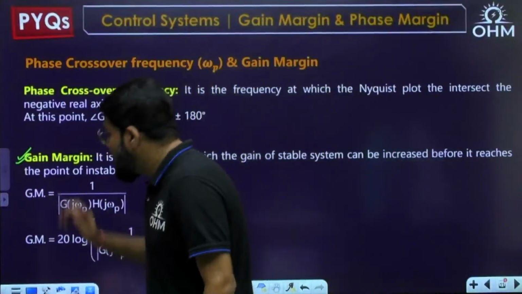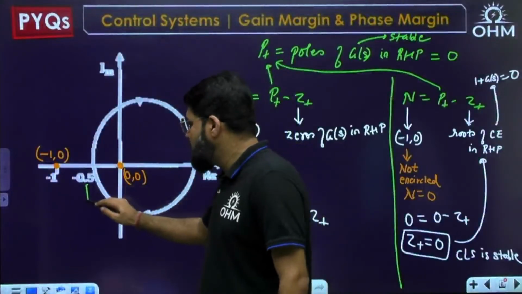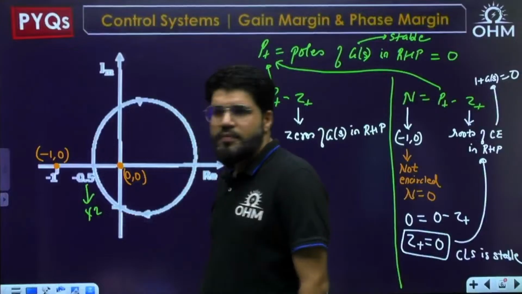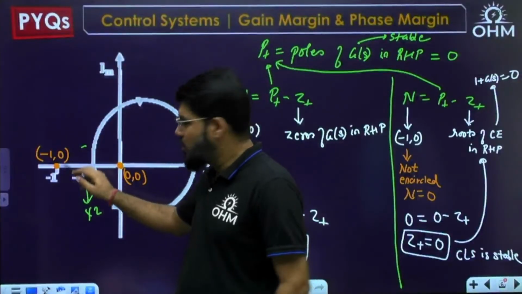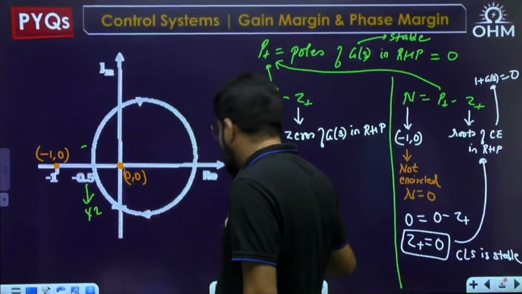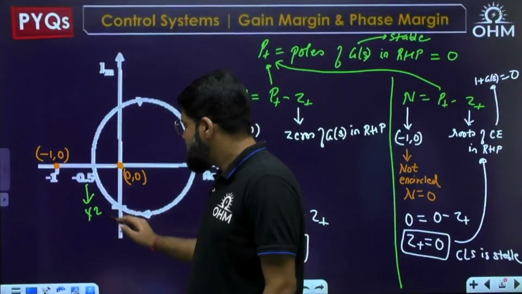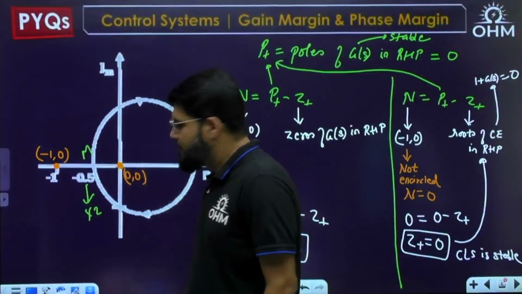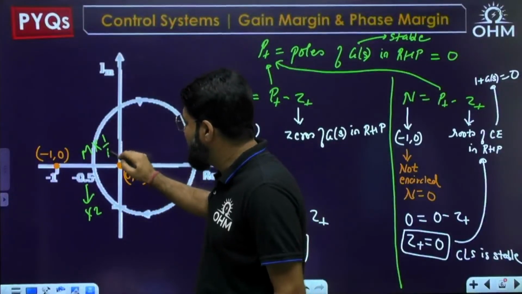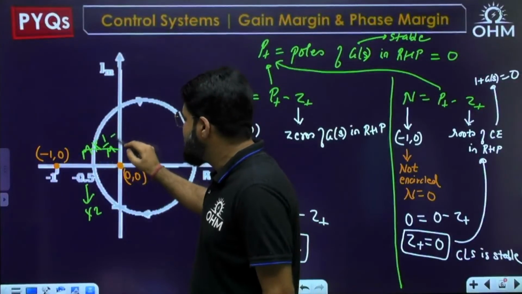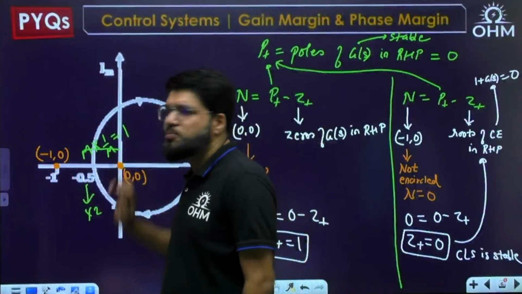Now how much is the margin? As I just explained, you can multiply maximum by 2, because the point of instability passes through minus 1 comma 0, which means the magnitude there is 1. The magnitude here is 0.5, so you can maximum amplify by 2. If the magnitude was m rather than 0.5, you can maximum amplify it by 1 upon m. M into 1 upon m cancels, the answer will be 1. The maximum point it should reach is this point, which is 1.